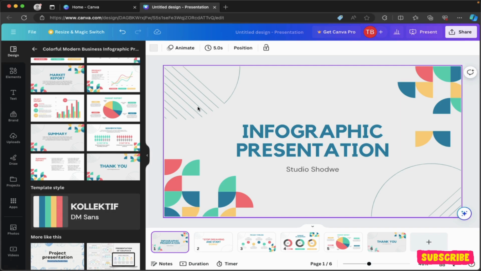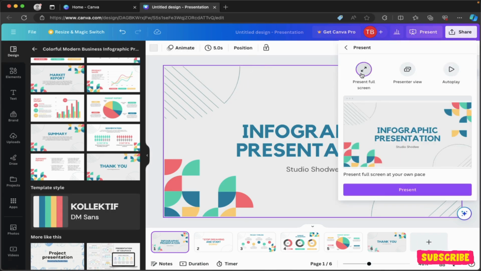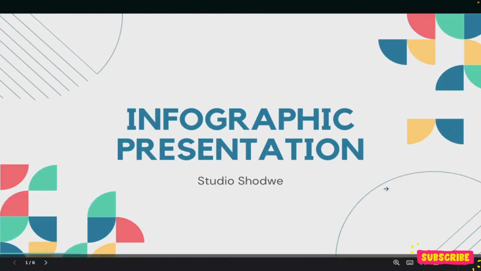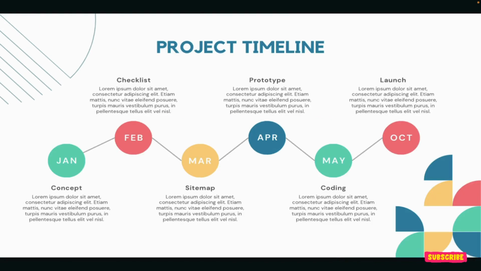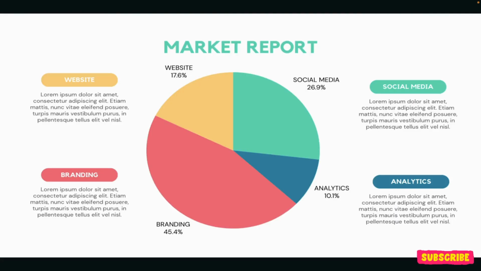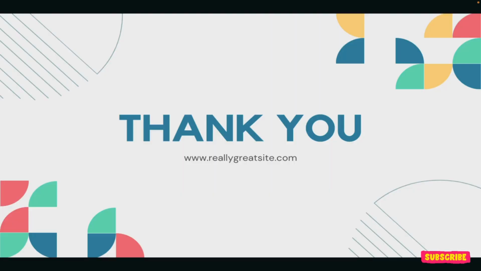So for that autoplay, you need to give the timing. So now let's go with the full screen play only. So I'll click present. So this is how we create presentation in Canva. So press the arrow next icon to navigate to the next slide.